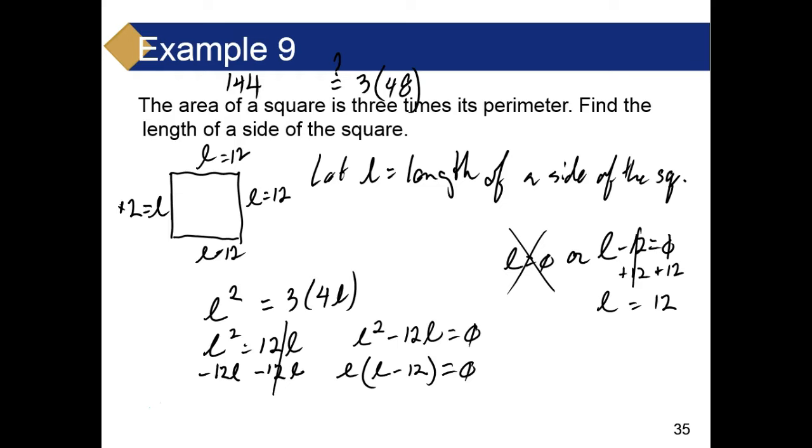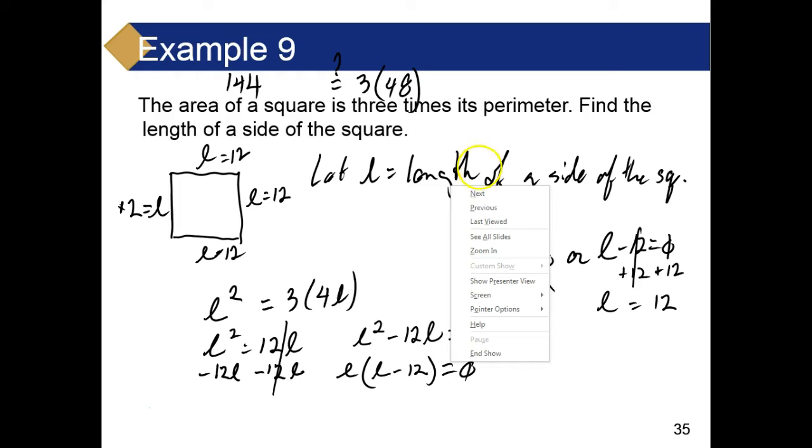Any questions on that? Okay. The answer is 12, whatever units they are. Length of 12. Okay? Because you can't have a length of 0. That's not much of a square.